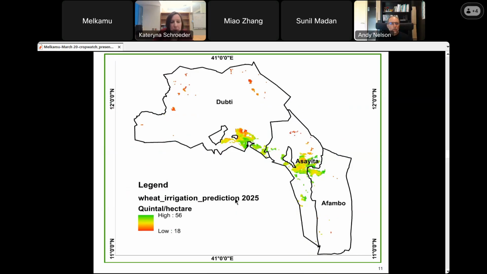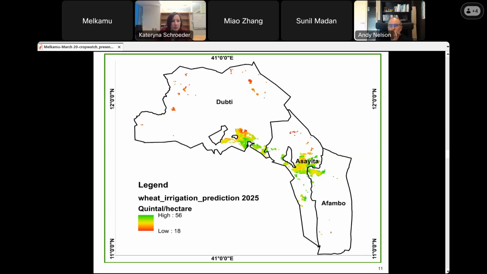Dupti, Asaita, and Afambo are three districts in the study, so we try to detect the irrigated wheat in that area. For now, this needs some calibration data from the ground, so it is under the process of calibration. The data on the ground is just being collected now. We can verify the data as the yield estimated by now.